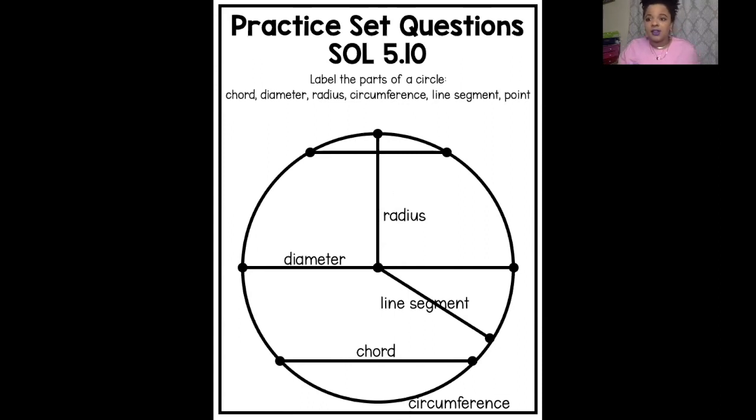And finally, let's find a point. Again, this is not my only point. All of my line segments are made of points. So here's a point, here's a point, here's a point, and more. There are multiple points on my circle.